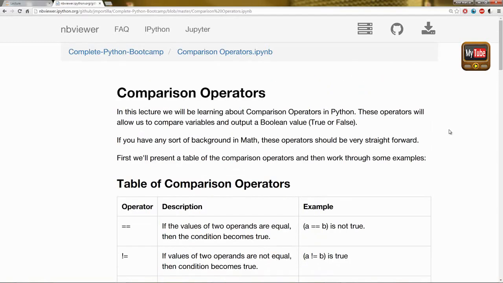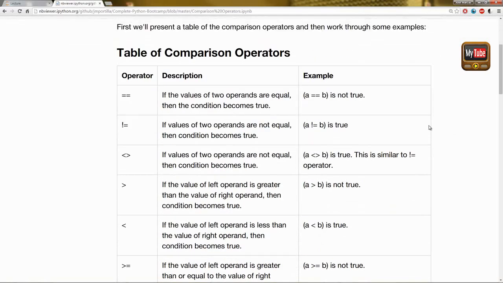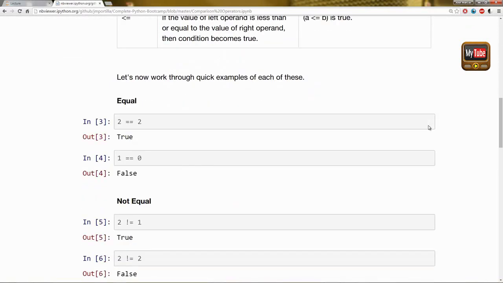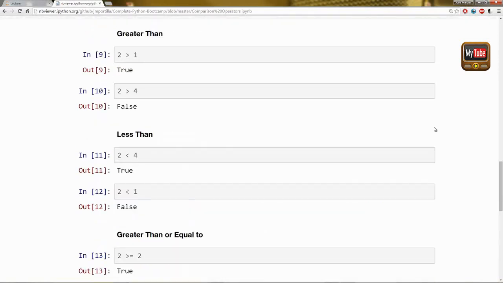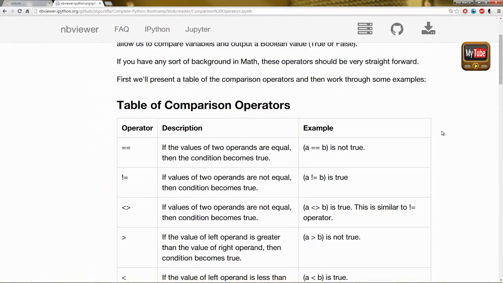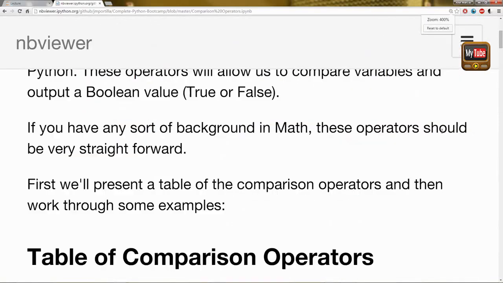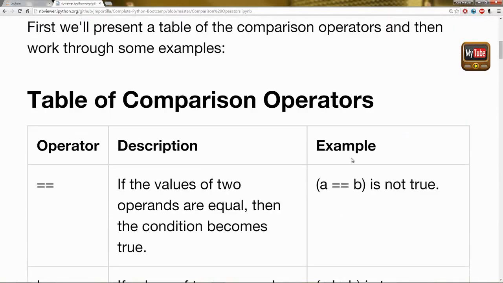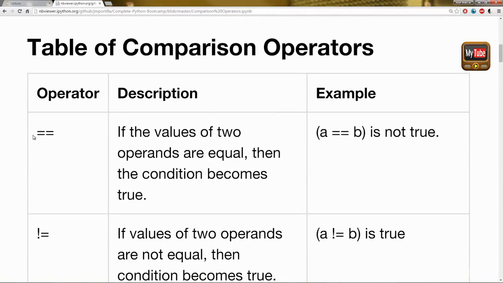If I look at the Jupyter notebook that corresponds with this lecture, I have a table of comparison operators and then a couple of examples for most of them. Let's zoom in on this table and tackle them one by one. The very first operator is two equal signs in a row, and what that means is if the values of the two operands, whatever the two objects you are comparing, are equal, then the condition is true.